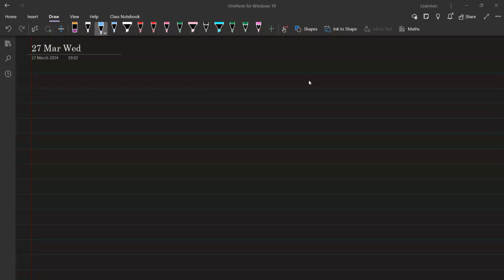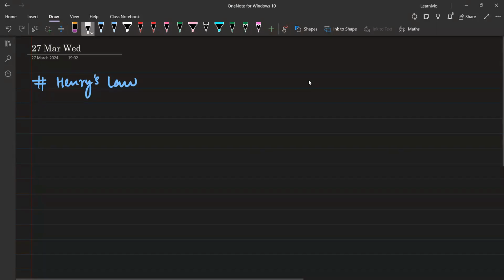Please write the topic: Henry's Law. First of all, we are going to look at the statement of the law, then the mathematical expression, and then even discuss a few things about the terms that are involved in Henry's Law. So please write the law.